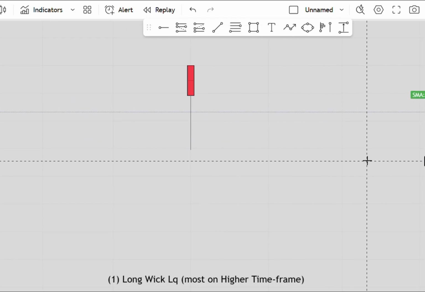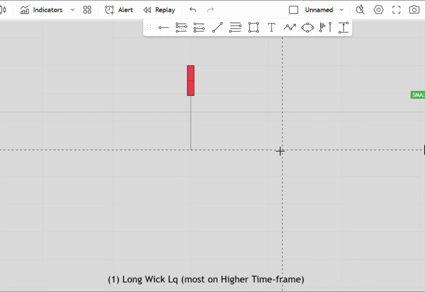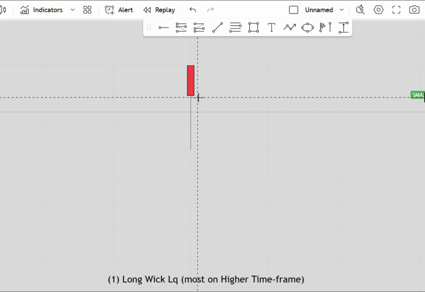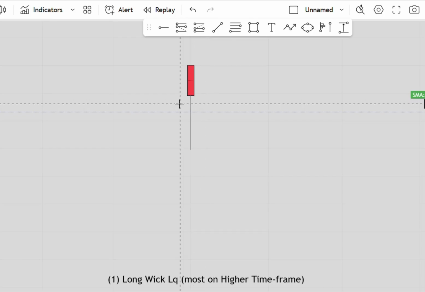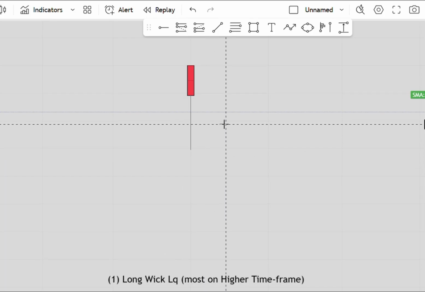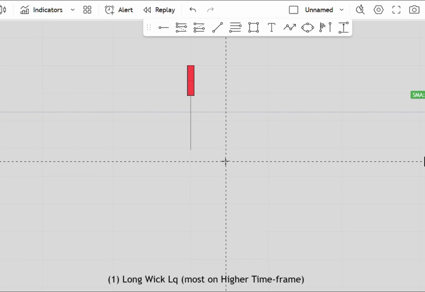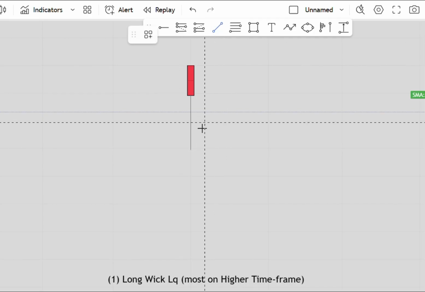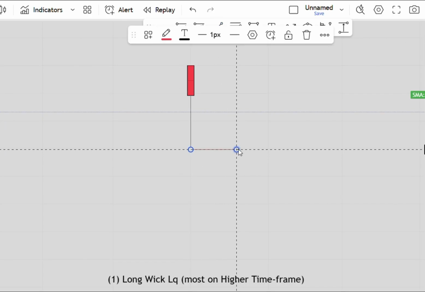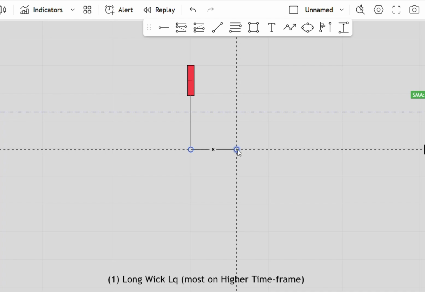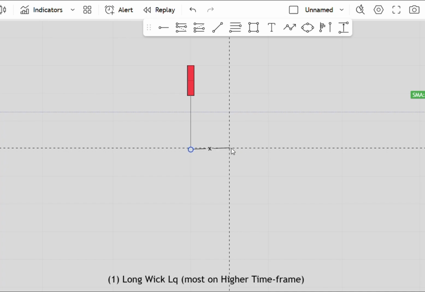You can also call it imbalance, because this is clearly an imbalance in the market where there is a space before the close of the candlestick. So this whole space, these are liquidity. And you don't know exactly when the market will come and fill this imbalance and take out the liquidity, which is the low here. This is the liquidity here. So this is the liquidity.